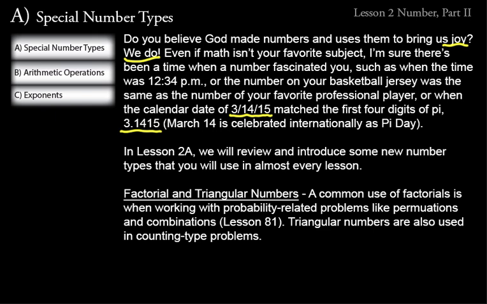So first, let's look at factorial and triangular numbers. You should have already looked at your rules and definitions, seen what factorial means, seen what triangular numbers are. So we're just applying what you learned in that right now. A common use of factorials is when working with probability-related problems like permutations and combinations. You'll learn about those in lesson 81. Triangular numbers are also used in counting type problems.